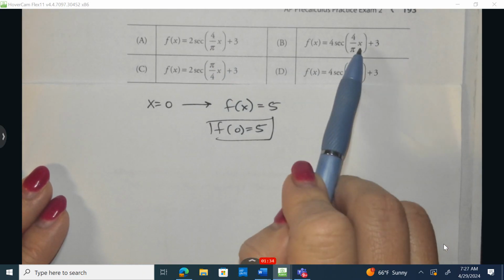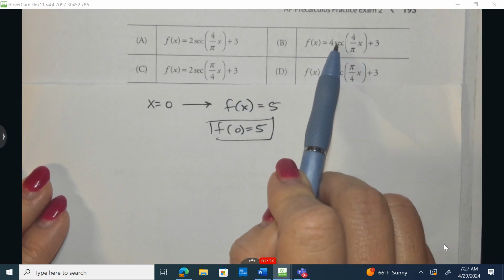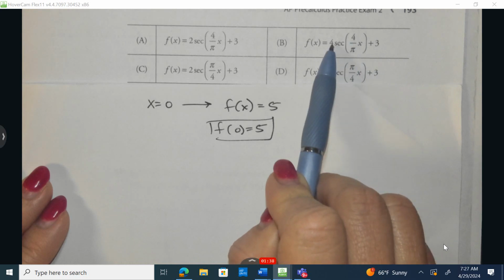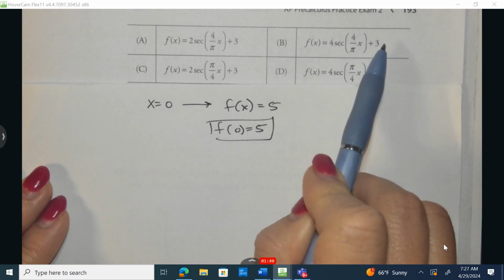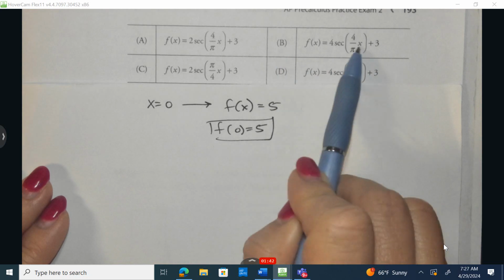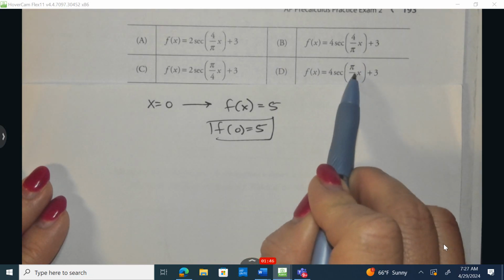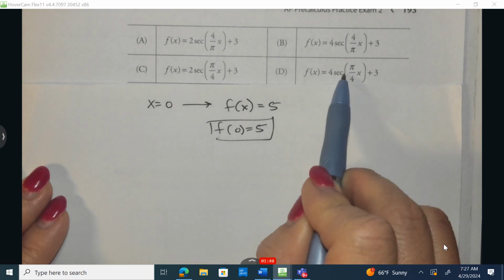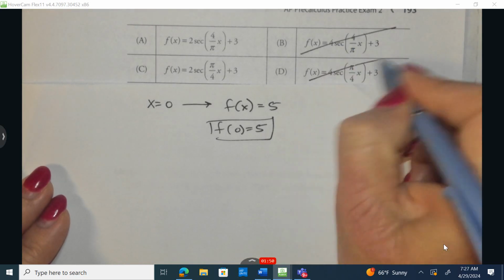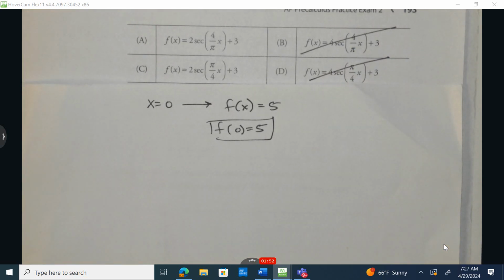Now over here, when I plug in 0, the secant of 0 is 1. 4 times 1 is 4, 4 plus 3 is 7. Can't be B. Same thing here, plugging in 0, I get 0. The secant of 0 is 1, 4 times 1 is 4, 4 plus 3 is 7. Again, being able to select which options are false is just as important as being able to identify the correct solutions. I've got a 50% chance.